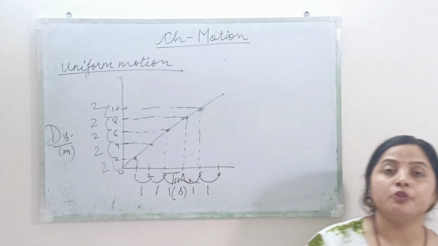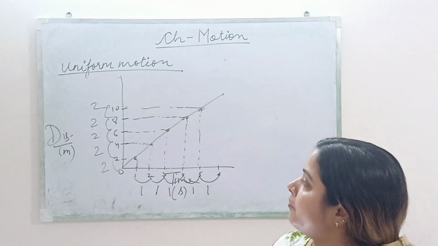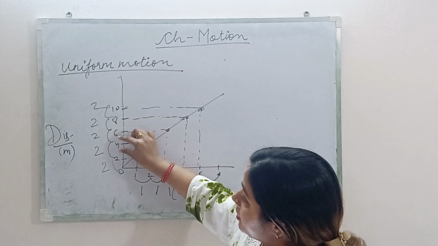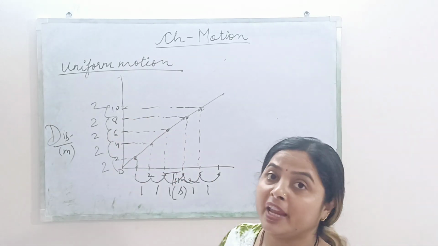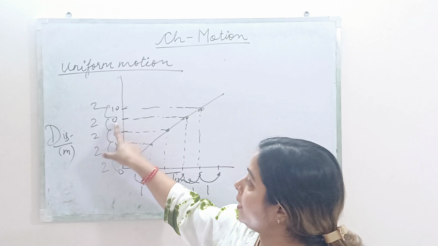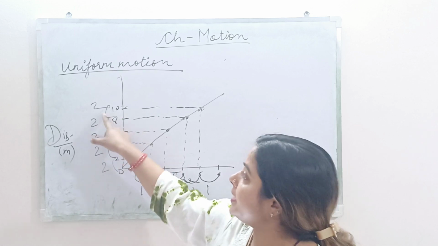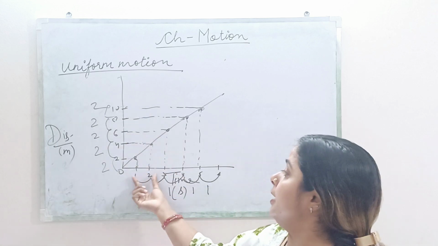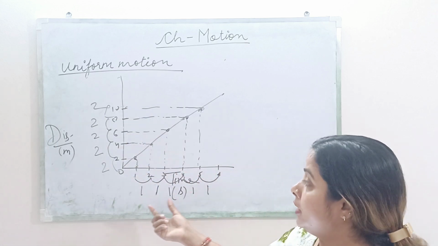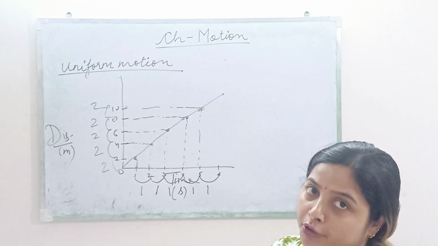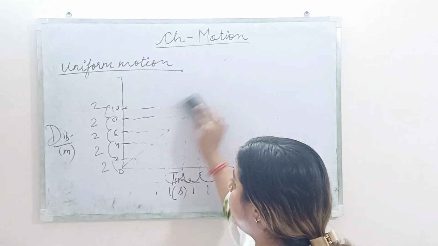Okay. So what is uniform motion? When a body travels equal, you can see the difference between the distance. The difference between the distance is same. 2 minus 0, 2. 4 minus 2, 2. 6 minus 4, 2. 8 minus 6, 2. 10 minus 8, 2. So, if a body travels equal distances in equal interval of time, the differences should be same, then the body is said to have a uniform motion. I hope it is clear to you children.